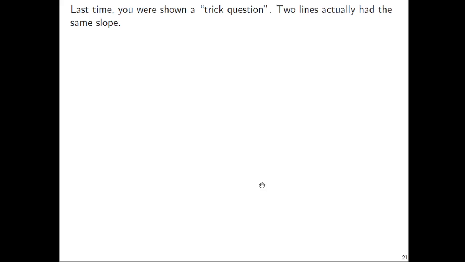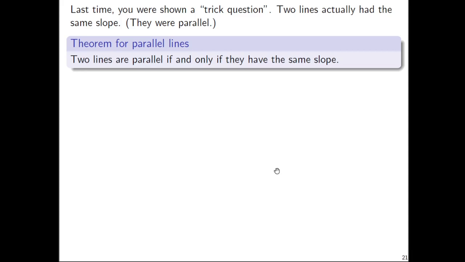Okay, last time you were shown what could have been called a trick question. You were shown two lines that actually had the same slope. They were, of course, parallel lines, right? So, theorem about parallel lines: two lines are parallel if and only if they have the same slope.